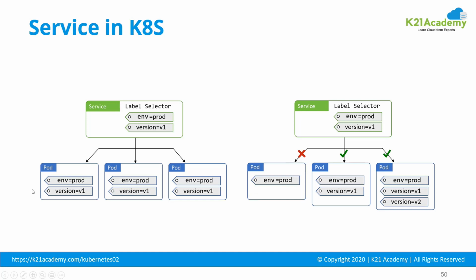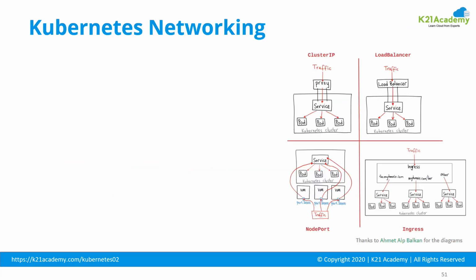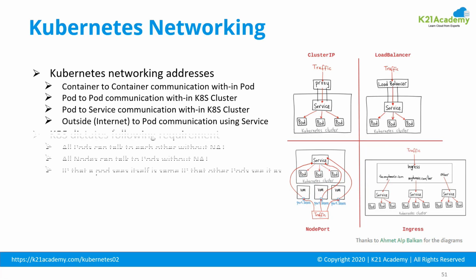Now, if one of the pods goes down or gets restarted with a new IP address, the service will still forward to the pod with the new IP address because it has the correct label. On the right hand side, if you see, only two pods are matching these labels, so the service will forward a request to those pods. So you should be familiar with networking in Kubernetes.